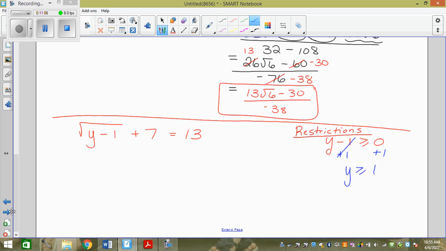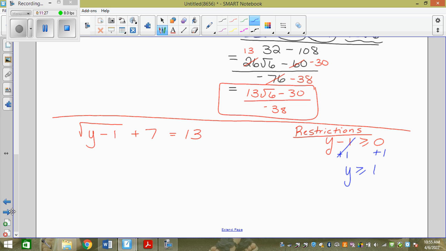Now let's see if that's true. So the statement is y has to be greater than or equal to 1 or I can't take the square root of this. So if I plug in 1, 1 minus 1 is 0. That's good, right? I have to plug in greater than 1, so say I plug in 2. 2 minus 1 is 1. Can I take the square root of 1? Yep.